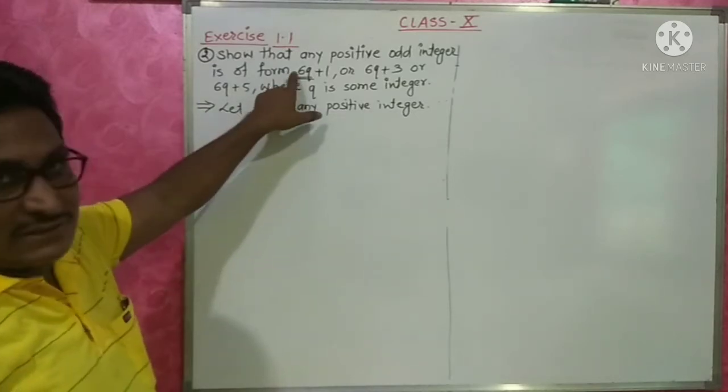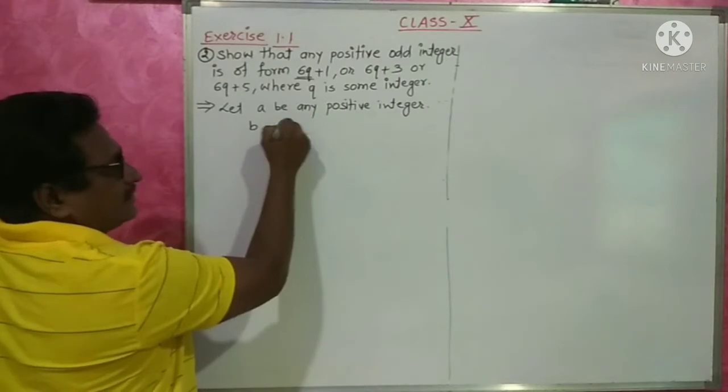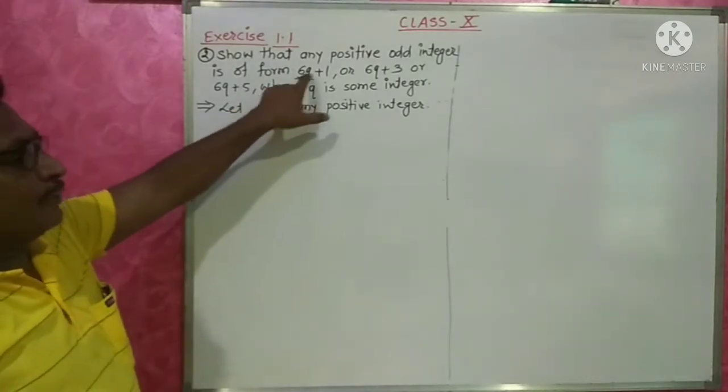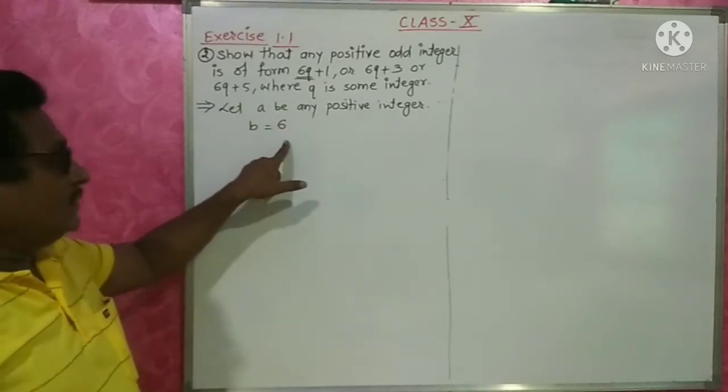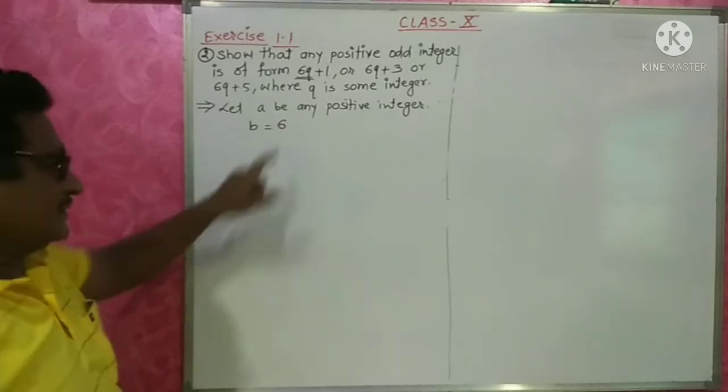So here what is the multiple? Here the value of b is 6. If 4q is there, then what is the value of b? 4. Okay, students. So the value of b is 6.